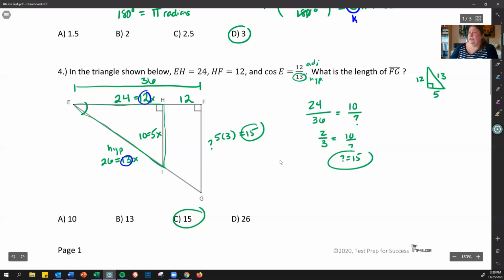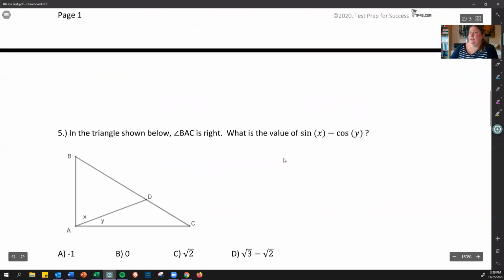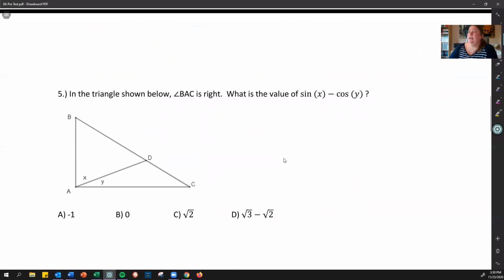All right, one more question to go. Here it is: in the triangle below, angle BAC is right. I'm going to make sure I mark that. What is the value of sine of x minus cosine of y?